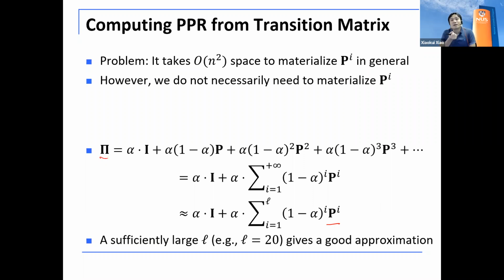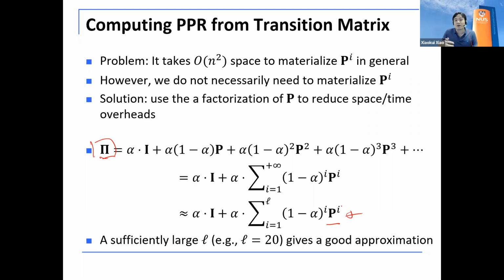But if you think about it, at the end of the day, what we want is to obtain a factorization of the personalized PageRank matrix so that we can have some embeddings. So that would mean we do not necessarily need to materialize the power of P. As long as we can somehow factorize it, we should be okay. So that motivates us to use the factorization of this transition matrix to reduce space and time overheads.